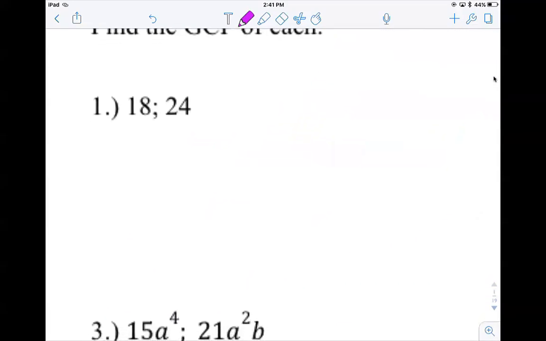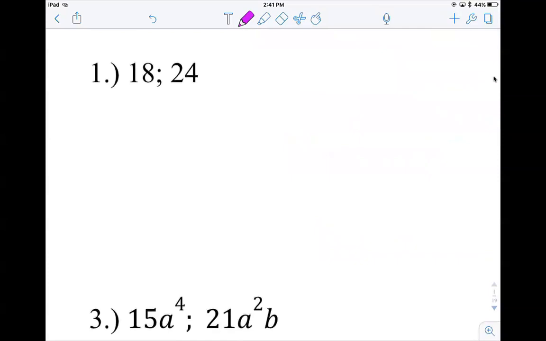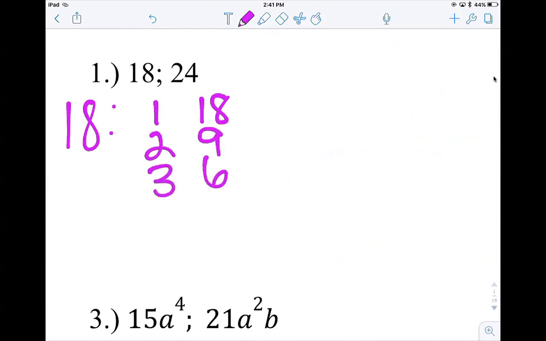So let's look at number 1. We have 18 and 24. To start, I'm going to make a list of the whole numbers that multiply to give us 18. I have 1 and 18, 2 and 9, 3 and 6. 4 doesn't work, and 5 doesn't work, and that's about it.